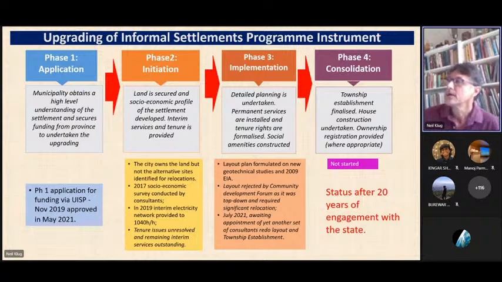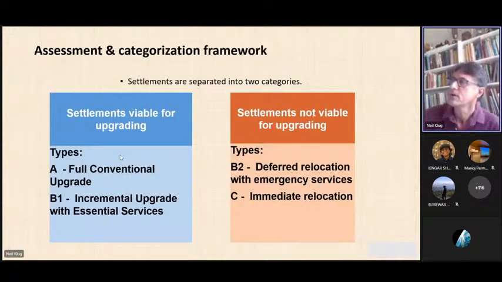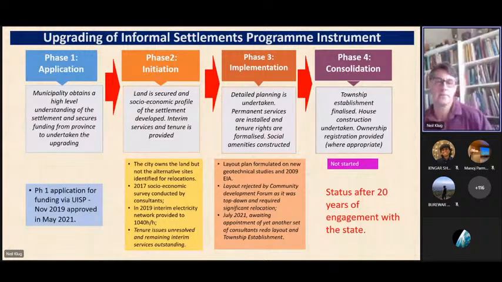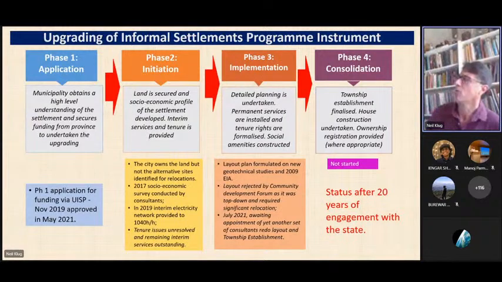So, once they've decided they're going to implement, they then have 4 phases, which is the first feasibility phase. The second one is securing the land, doing socioeconomic profiling of the community, and putting in interim services. Phase 3 is undertaking detailed planning, or what they call township establishment, doing a detailed layout of the area, doing environmental impact assessment, interim services, all of those kinds of things, and putting in social amenities and formalizing tenure. And then phase 4 is where they build top structures for those who qualify, using different policy instruments for funding. So really, after 27 years or 20 years of engagement with the city, all they have is phase 1 application funding approved to proceed with the project.